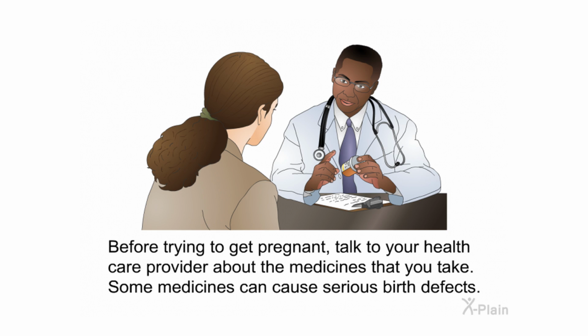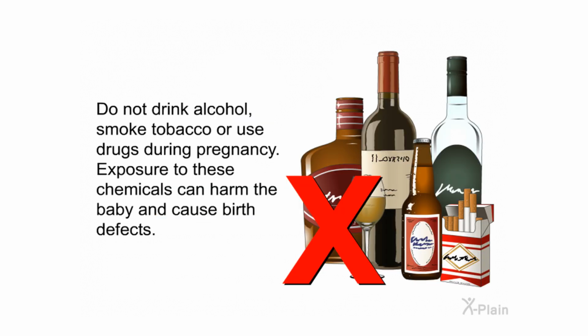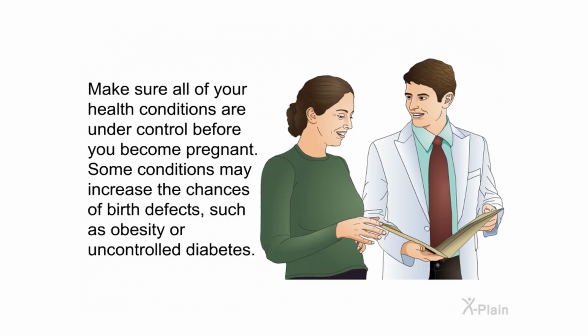Before trying to get pregnant, talk to your healthcare provider about the medicines that you take. Some medicines can cause serious birth defects. Do not drink alcohol, smoke tobacco, or use drugs during pregnancy. Exposure to these chemicals can harm the baby and cause birth defects. Make sure all of your health conditions are under control before you become pregnant. Some conditions may increase the chances of birth defects, such as obesity or uncontrolled diabetes.